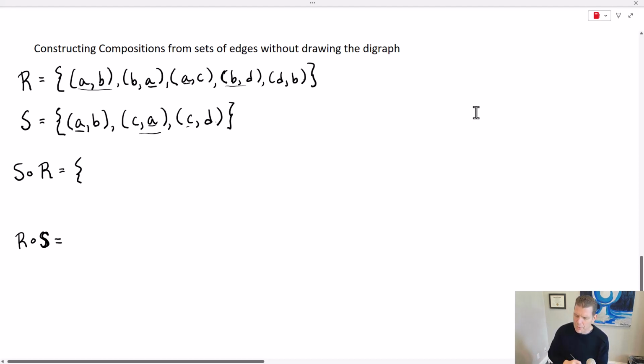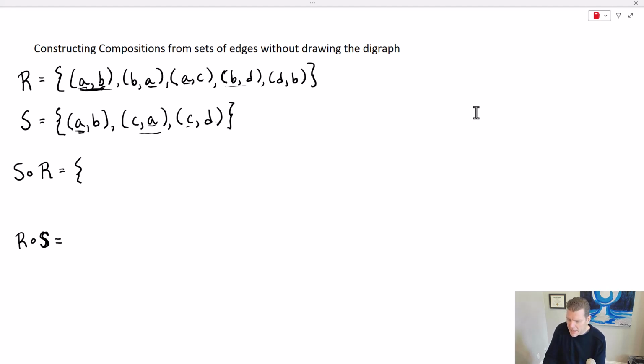So let's say, for example, we want to do S of R. So we look at R, and I start with A, and we're going to go A to B, and now I want to look down at S and see, is there anything that has as its tail B? And we notice that there are none that have the head as B, and so consequently, we don't have anything for this first edge, A to B. What about B to A?